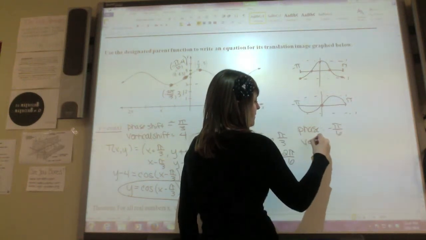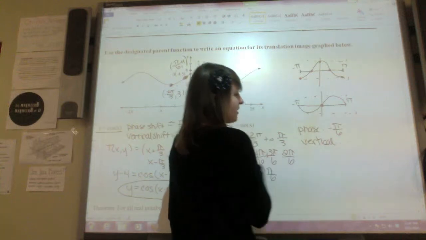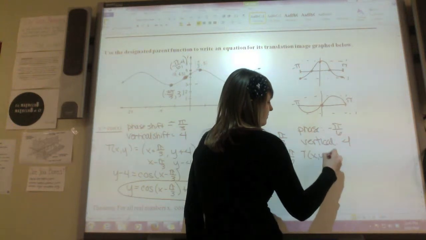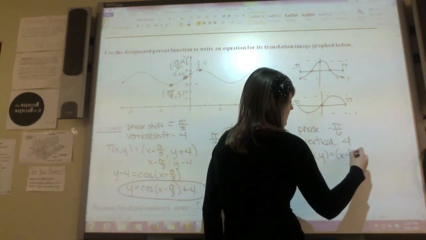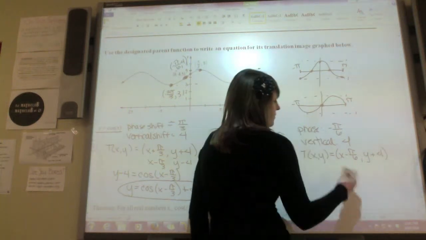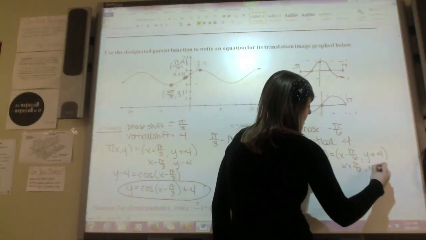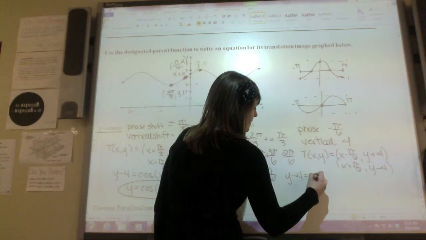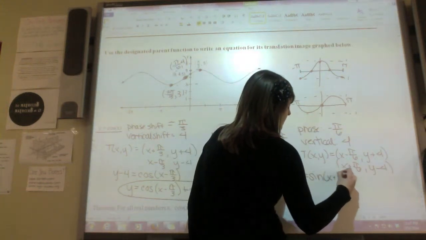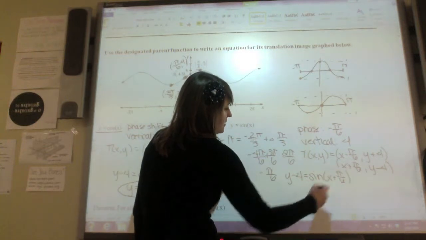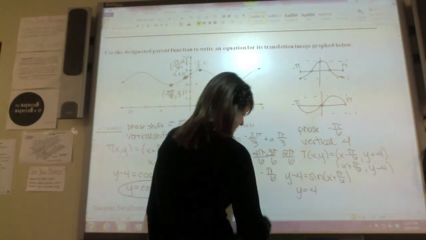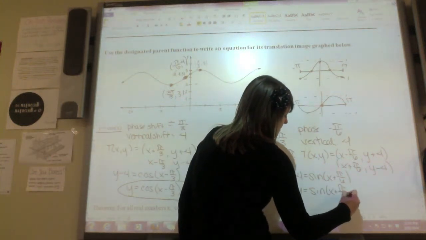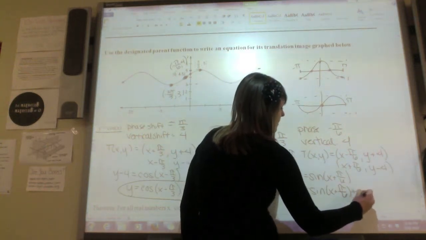I have a vertical shift that stays the same as for my cosine function, which was 4. So my translation equation is going to be x minus pi over 6, y plus 4. If I do the opposite, x plus pi over 6 and y minus 4, and plug that in, I'll have y minus 4 equals sine of x plus pi over 6. Okay, and then I can add this 4 onto the other side, and I get y equals sine of x plus pi over 6 plus 4.